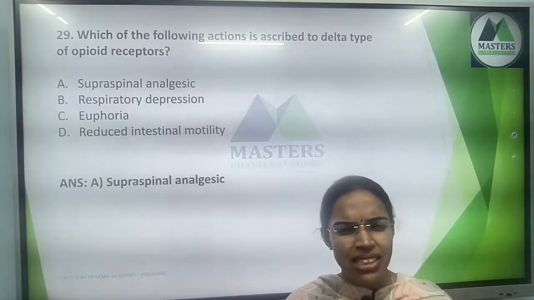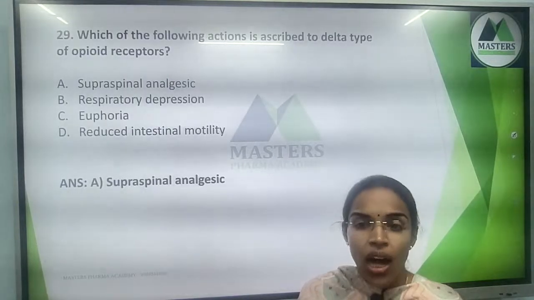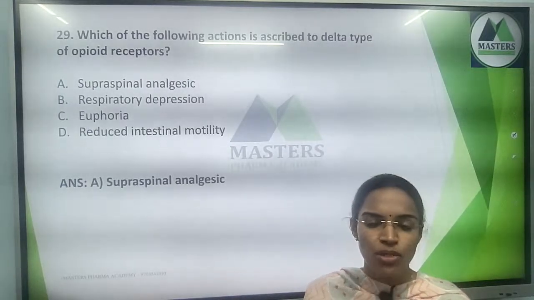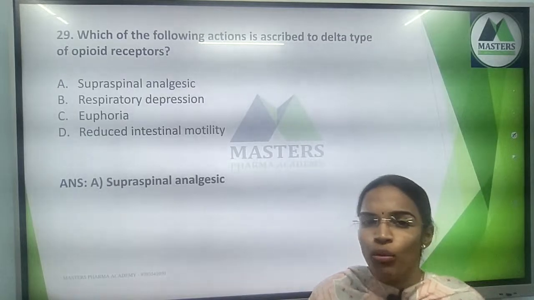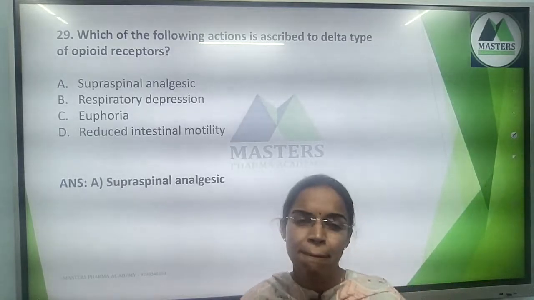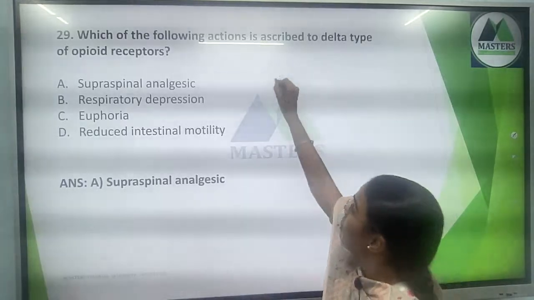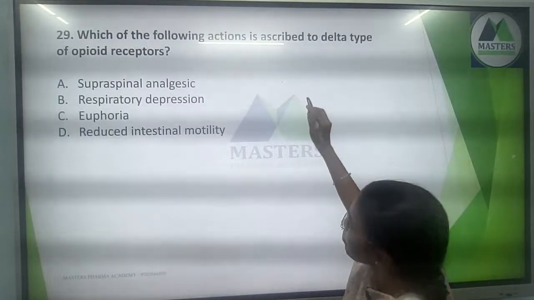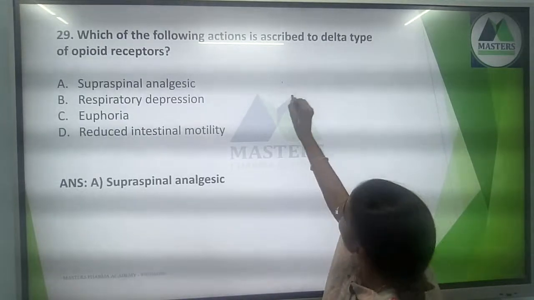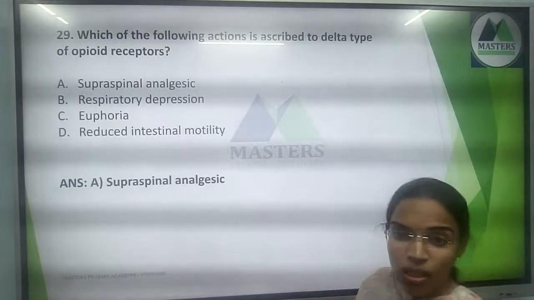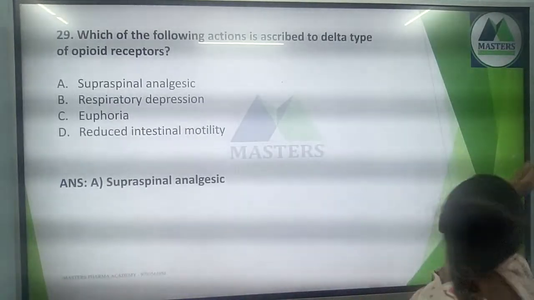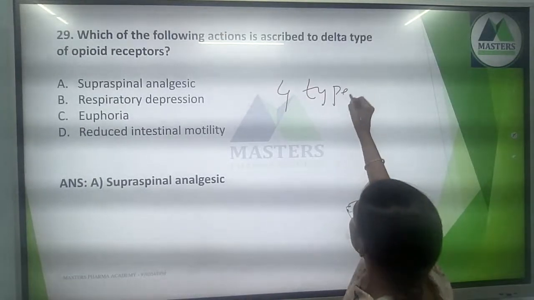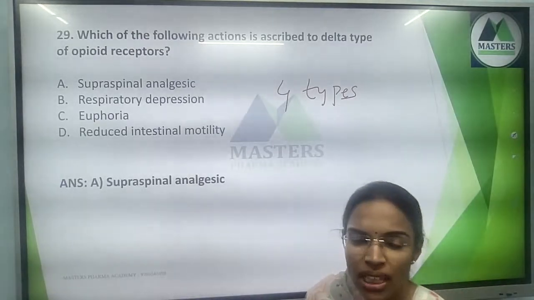How many types of opioid receptors are there? Very important question, a very important concept in terms of competitive examinations. Opioid receptors are classified into how many types? Four types, yes. Four types. What are they?